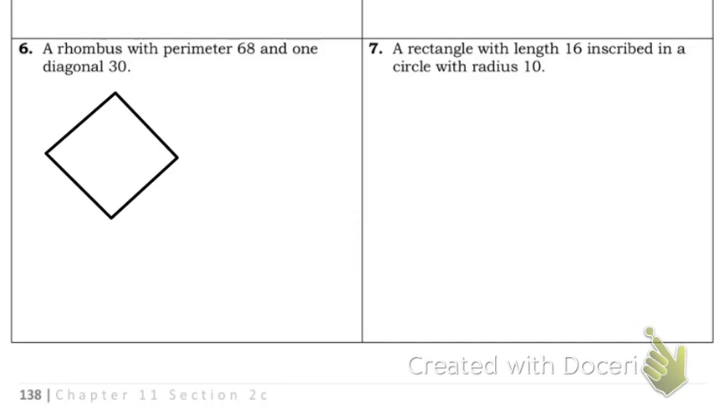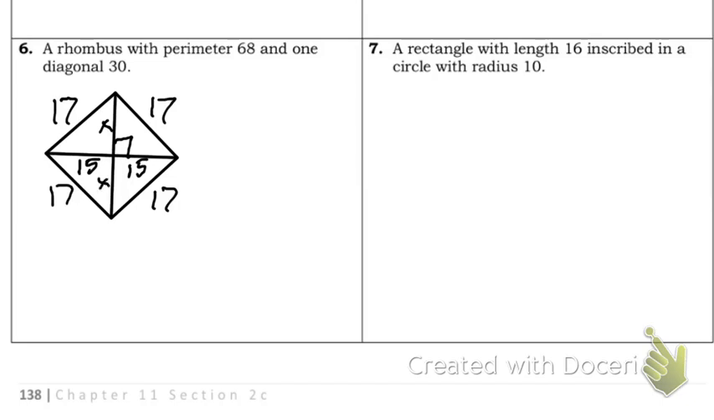Steven, what is the length of each of these sides? 17. How'd you get 17? Oh, that's a trick. All right, and then we're going to say one of our diagonals is 30, right? Yes. Watch this. I'm going to draw the other diagonal, and I'm going to split this diagonal in half with 15 and 15. This is now a right angle.